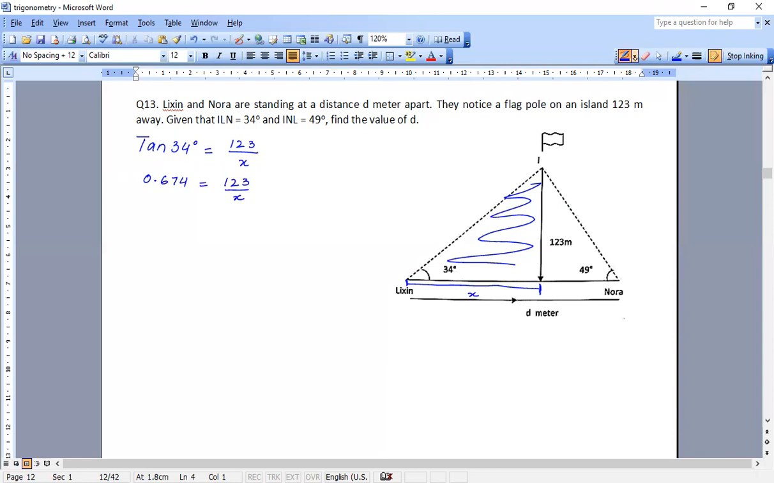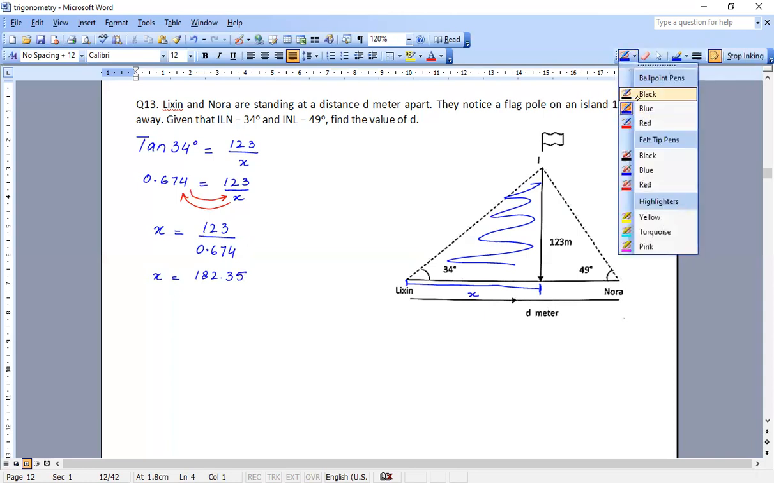As I have already mentioned many times, when our variable is in the denominator, we move the variable to this side and bring this value over here. What's going to happen? x is equal to 123 divided by 0.674. So I'm going to divide 123 by 0.674. I'll get 182.35. The value of x is going to be 182.35. This is the adjacent of the first right angle triangle.